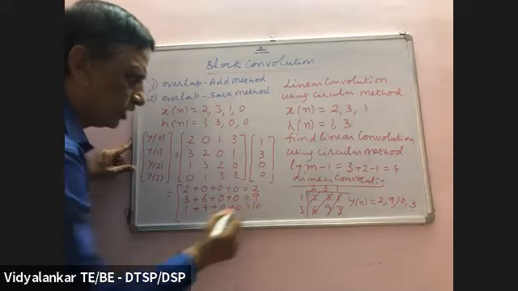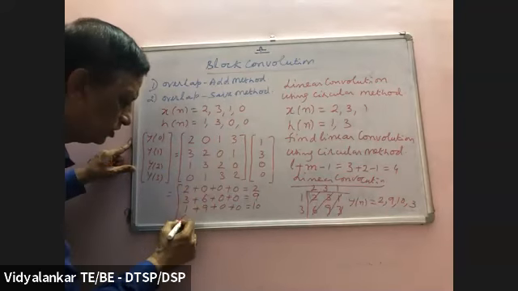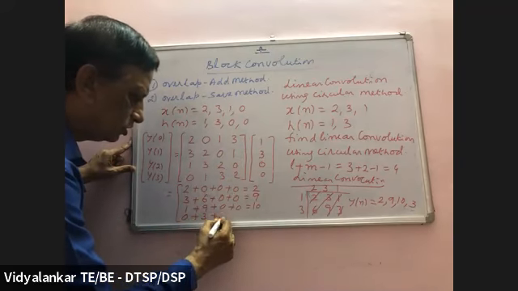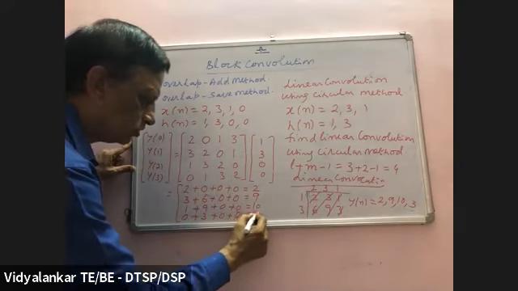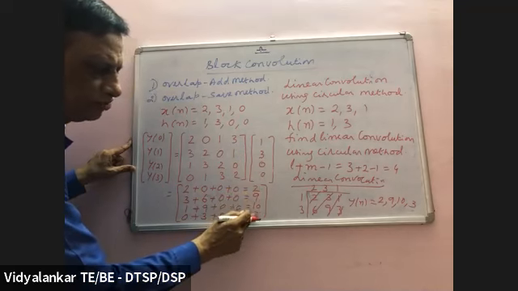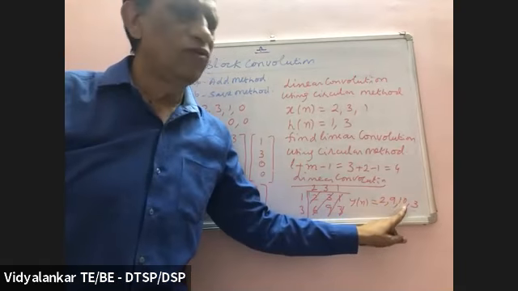So total value. Then y3, last row multiple: 0 into 1, 0 plus 1 into 3, 3 plus 3 into 0, 0, 2 into 0. So total value: y0 2, y1 9, y2 10. Even linear convolution also: y0 2, y1 9, y2.